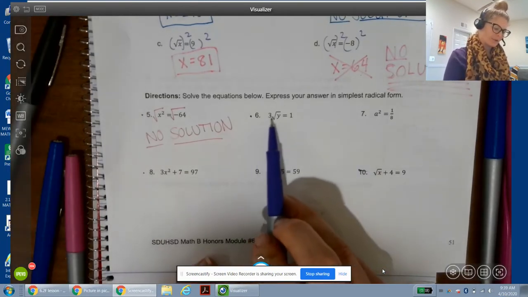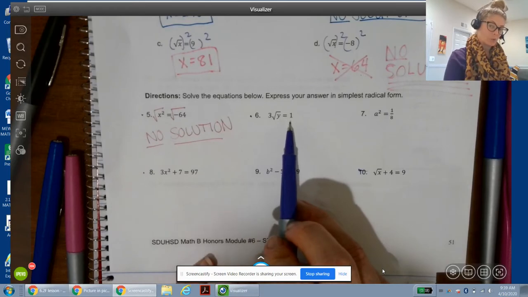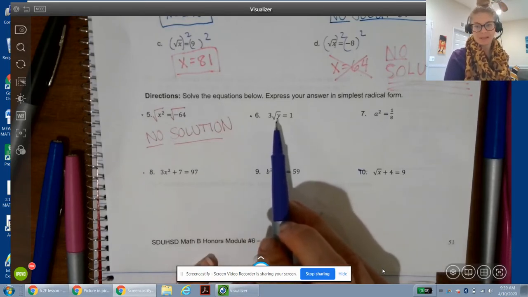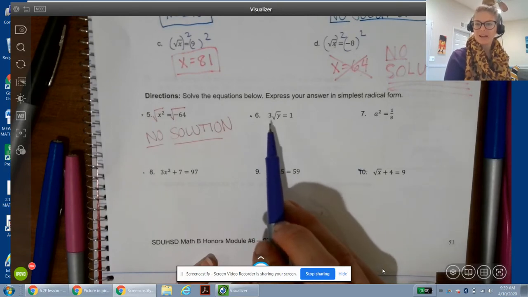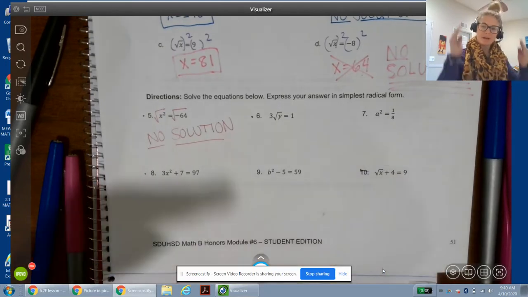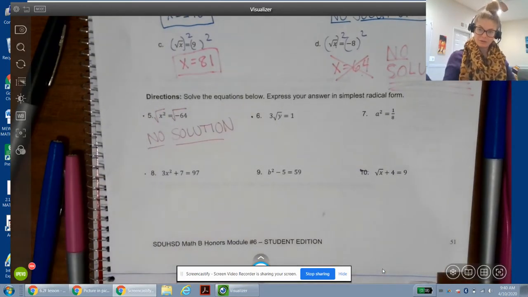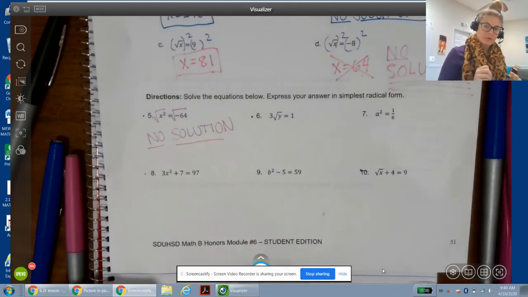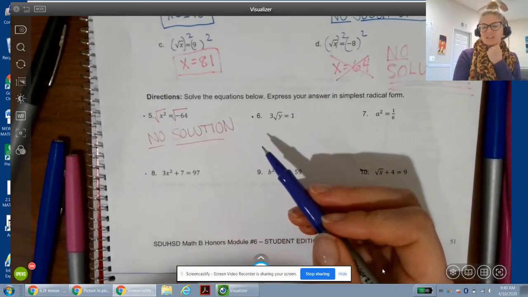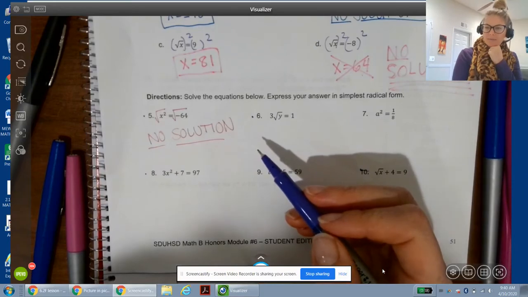Number 6 says 3 times the square root of y is equal to 1. Notice this radical expression is not completely isolated. We have to get rid of that 3. Really similar to when we were solving absolute value equations. The absolute value expression had to be completely isolated so you could drop the bars. So how do you undo multiplying by 3? Because that's what's happening here. The square root of y is being multiplied by 3.